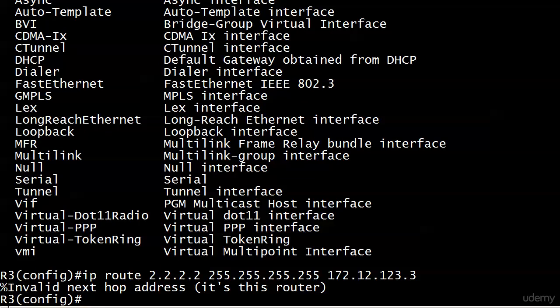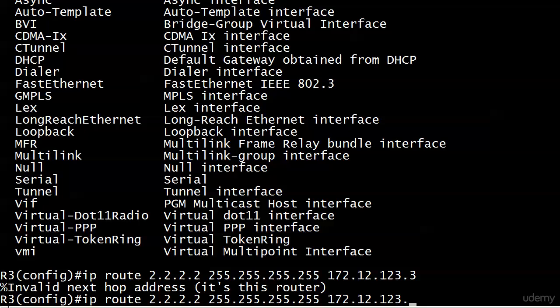The exam will not. So just one more time, if you see an IP address at the end of this command, it has to be the downstream router's IP address, your next hop IP address. If you specify an interface here, whether physical or logical, it's an interface on the local router.